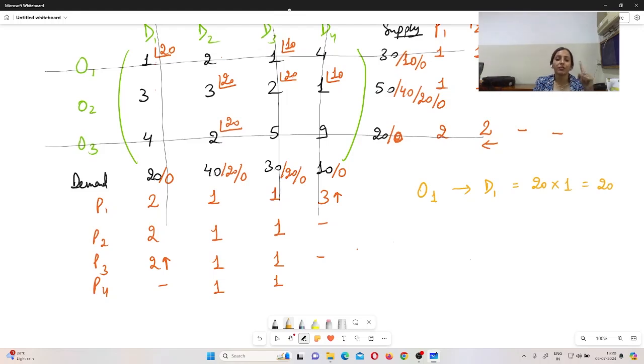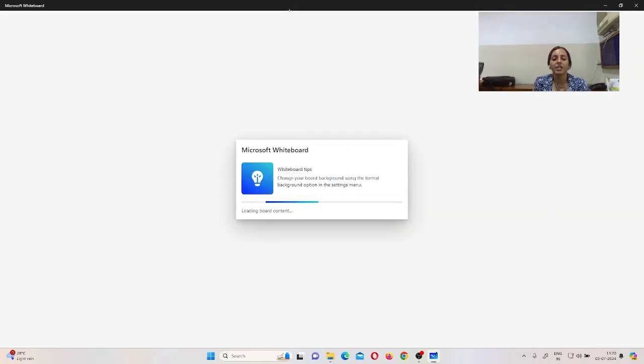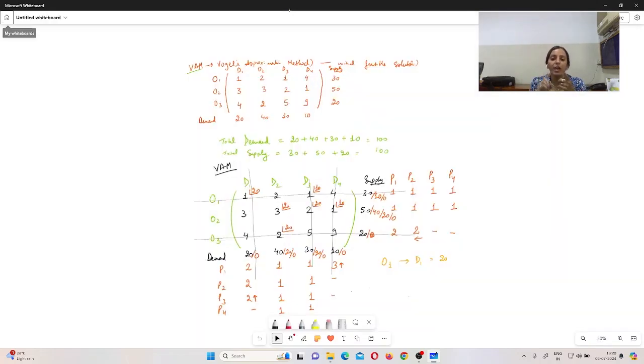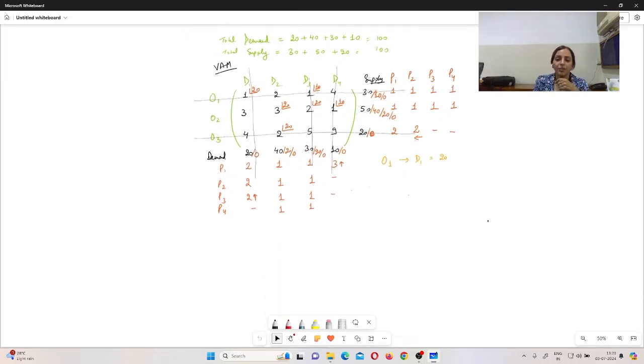Now coming to the next one, from O1, we have the units being transferred to D3. So O1 to D3, how many units being transferred? We transferred 10 units, and that too at a rate of rupees 1, right? That means we multiply 10 into 1. This is the way we multiply each value with the other value. Why do we multiply this value with the other value? To get the initial feasible solution, which can make you answer in a proper way, right? So coming further and writing over here.